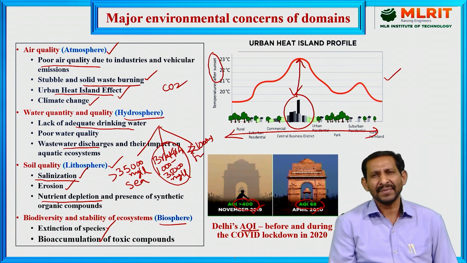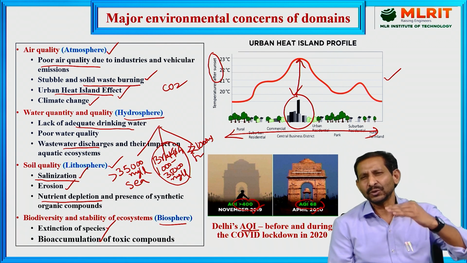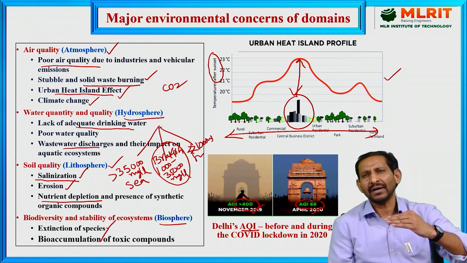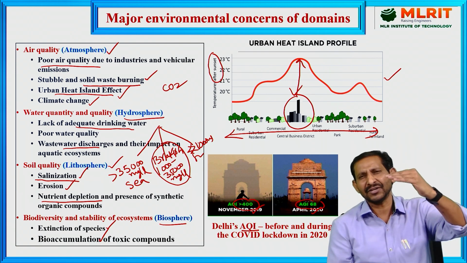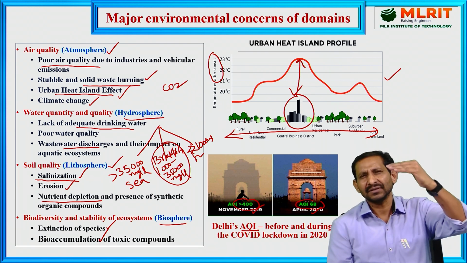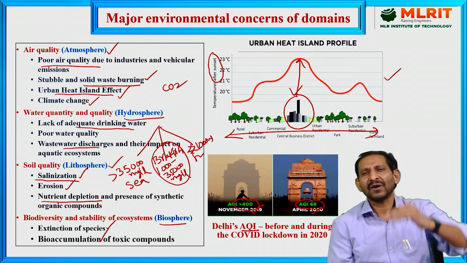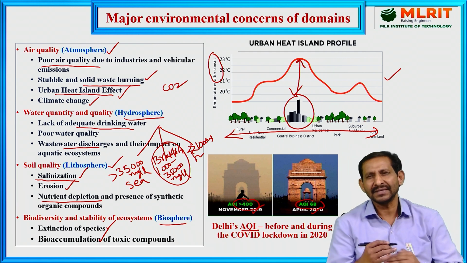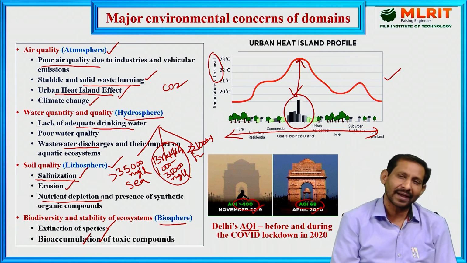A lot of chemicals, like pesticides, are used for agriculture. Their levels slowly increase from lower trophic levels to higher trophic levels, that is, from producers to primary consumers, secondary consumers, and tertiary consumers. At the top layer the concentration is highest. Whatever chemicals accumulate and increase in concentration, that is called bioaccumulation.